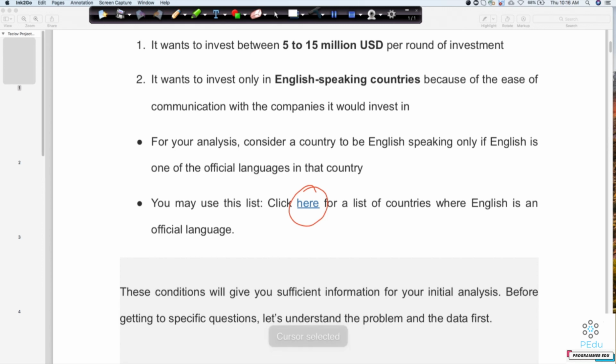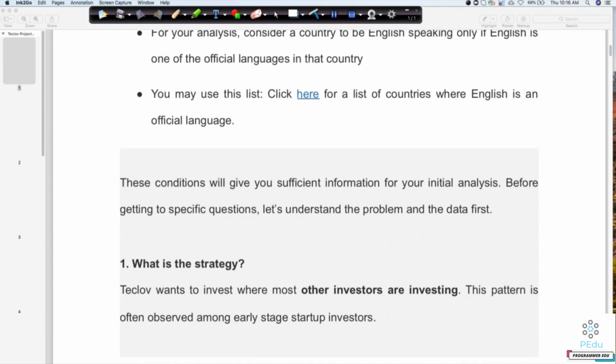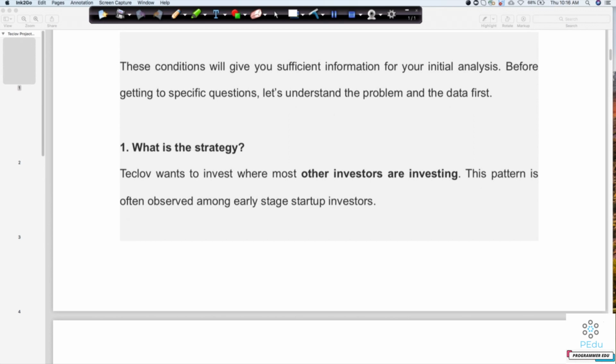Okay, so let's go ahead and understand a few more things. These conditions are going to give you sufficient information for your initial analysis. But before getting into specific questions, let's understand the problem and data first, because that's a very important point. Whenever you work on any project, be it machine learning, data science, or anything, you always have to first try to understand the data and the problem statement. This is a very important thing.